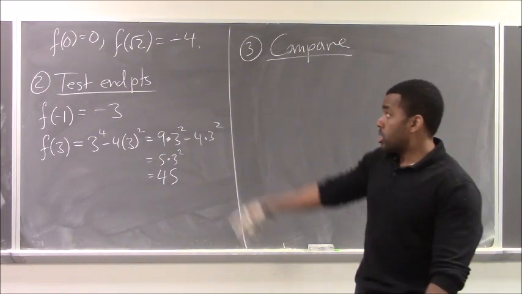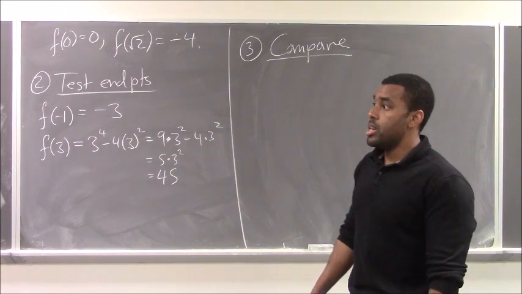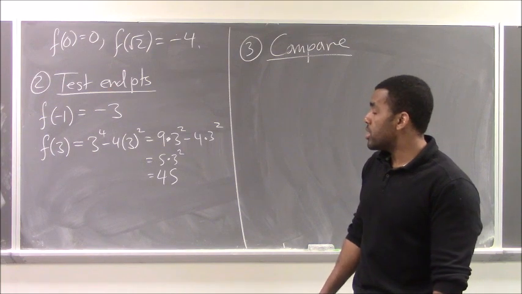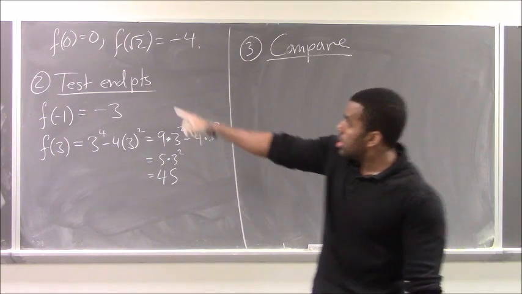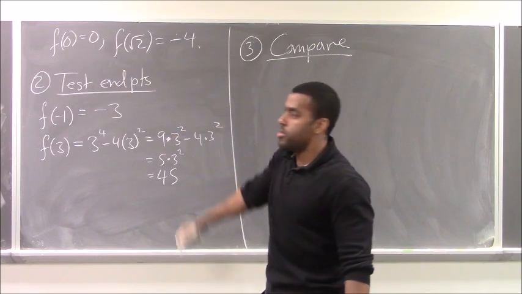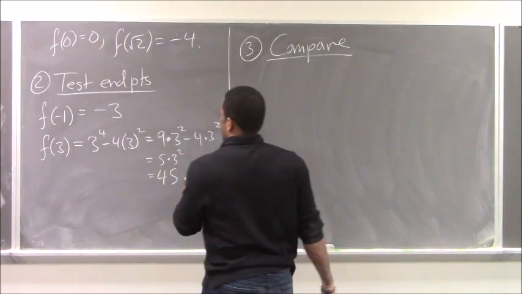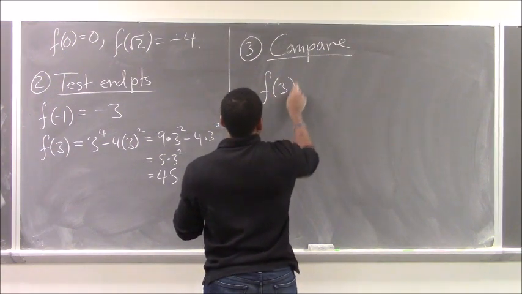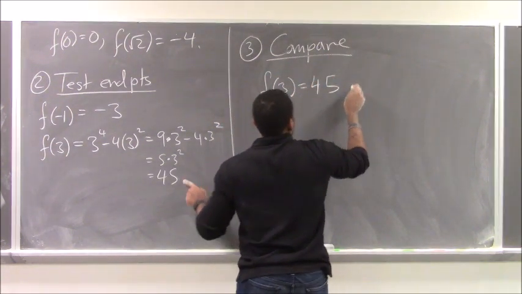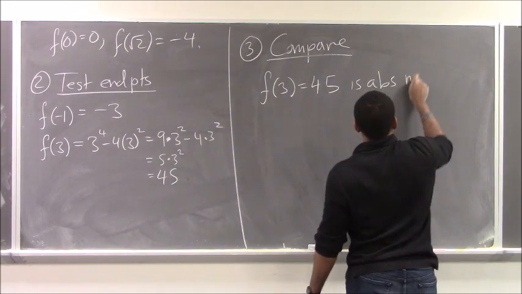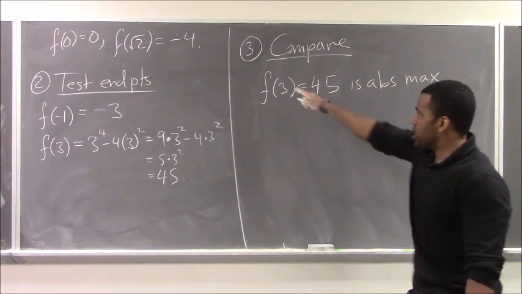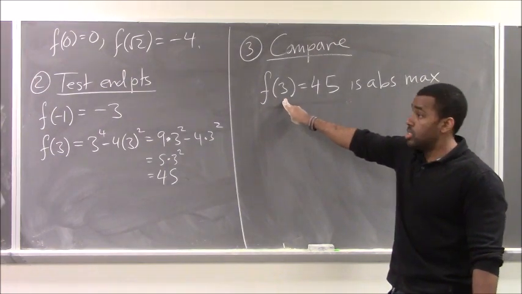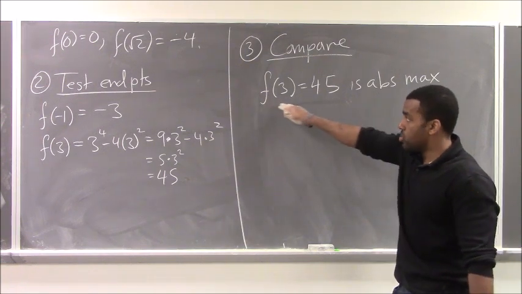So all you're going to do is go through here. You're going to find the absolute max and absolute min by just picking out the biggest and smallest values. Now from all these values, 0, minus 4, minus 3, and 45, clearly the largest one is 45. So you write it in this way. You say f of 3 equals 45 is the absolute max. And we like to actually write it out this way. You identify the y value as well as the x value that achieves that y value.